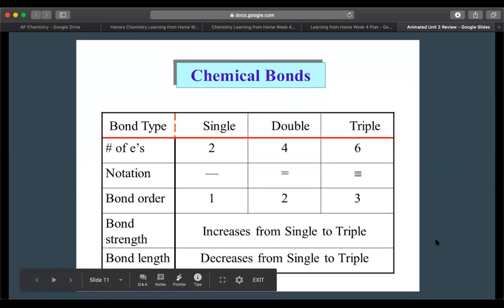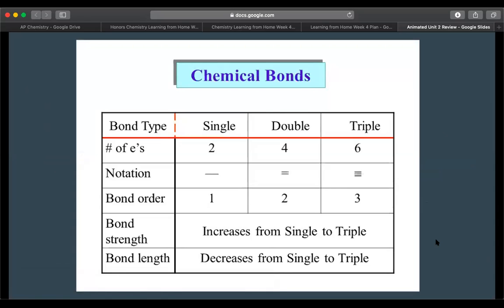Do we remember single, double, and triple bonds? Yes. Okay, and remember 2, 4, 6, one line, two lines, three lines? Yes. They don't normally use the term bond order anymore. Bond order just means the number of lines you draw in the bond.